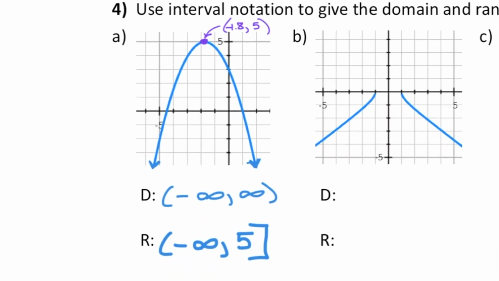The only time really that you're going to use round parentheses is if it's an asymptote, if it's an open circle, or if it's infinity. In interval notation, those are the three times that you'll use round parentheses.